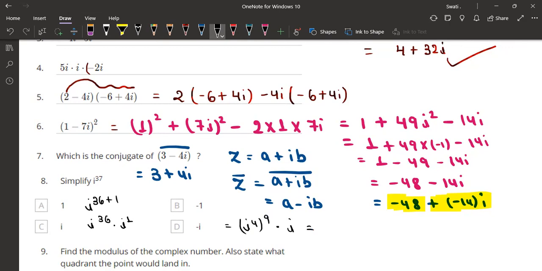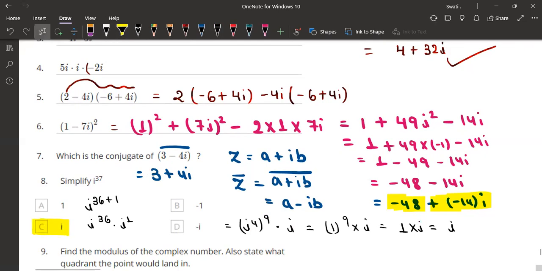What is the value of i raised to 4? The value of i raised to 4, we all know, is 1. So this will become 1 raised to 9, and then times i. What is 1 raised to 9? 1 raised to 9 is 1 only, and 1 times i is nothing but i. So therefore, the correct answer is option C, i.